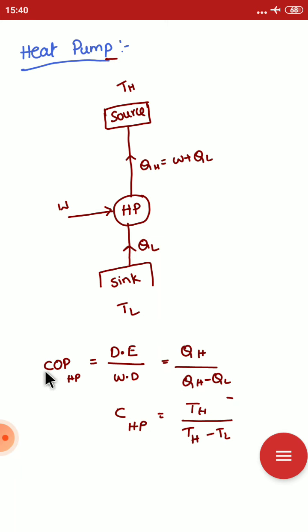For calculating the coefficient of performance of the heat pump, the formula is the same: desired effect to the work done. The desired effect is rejecting the heat to the high temperature. Rejected heat is QH, and the work done is QH minus QL. You can write in terms of temperature as TH by TH minus TL. This is the COP of the heat pump.